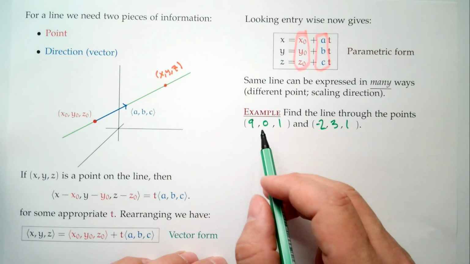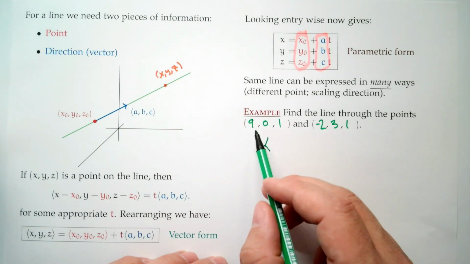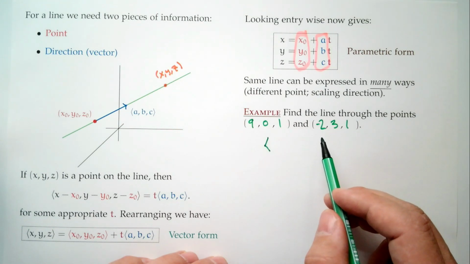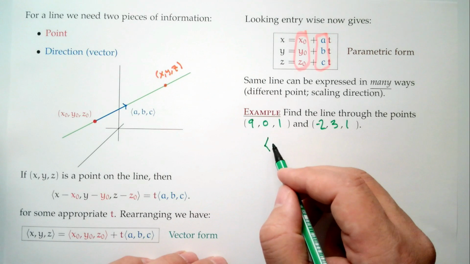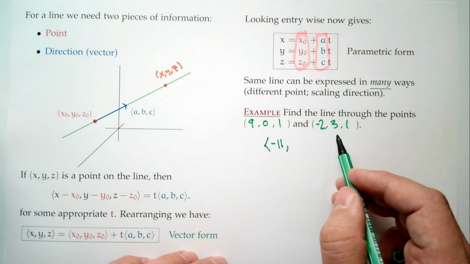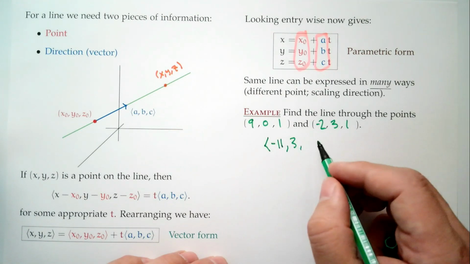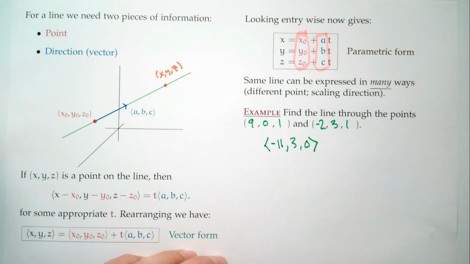So let's go from 9, 0, 1 to -2, 3, 1. So the vector, well, how much do I change? 9 goes to -2. What's the change? Yeah, I went down by 11, -11. 0 went to 3, +3. 1 went to 1, 0. And it's okay to have vectors with changes of 0.